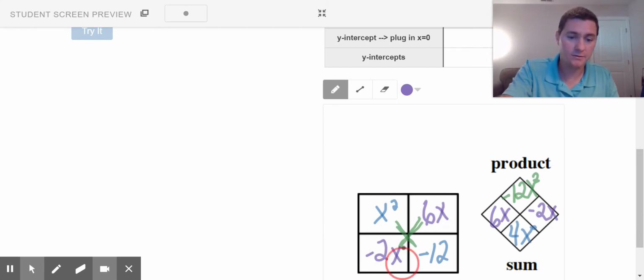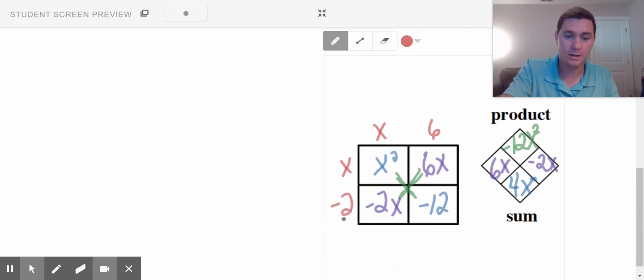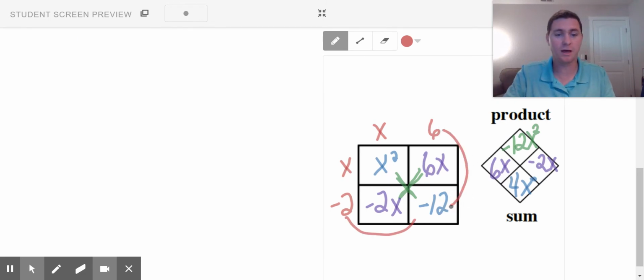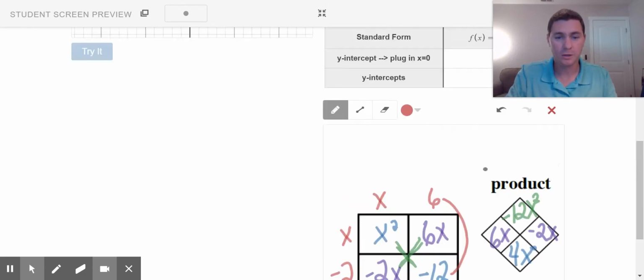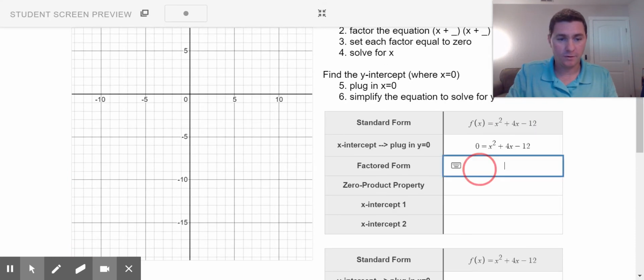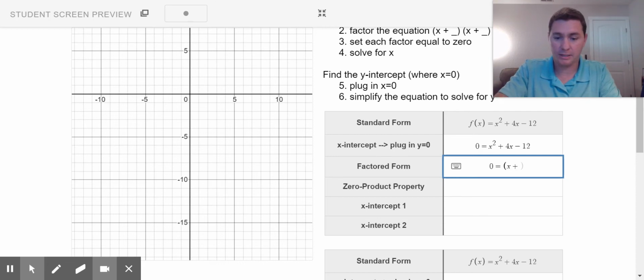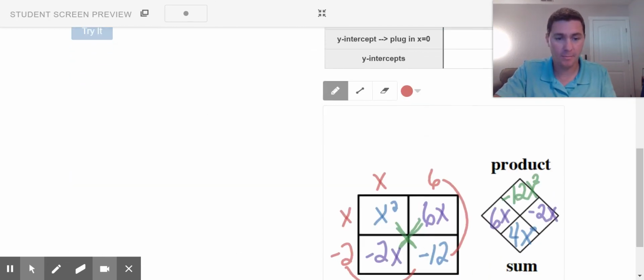All that's left now is to figure out the length and the width. x times x is x squared, x times 6 is 6x, and x times negative 2 is negative 2x. Just to double check, negative 2 times 6 is negative 12, so we can be confident that we factored this correctly. So we go back up. We've got our factored form now: 0 equals x plus 6 times x minus 2. We get that again from the area model.